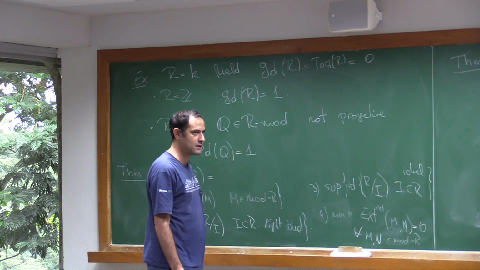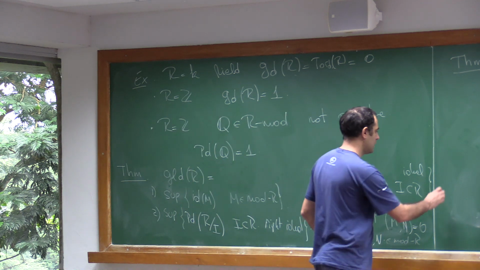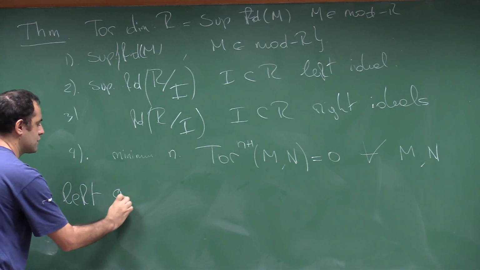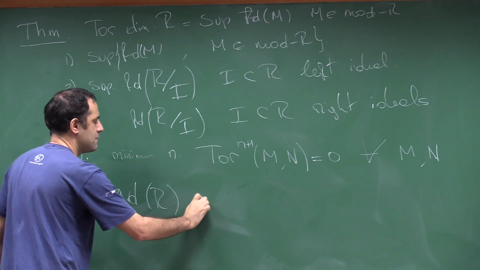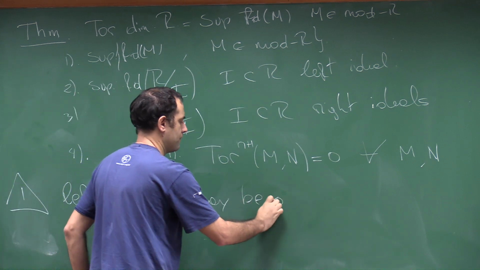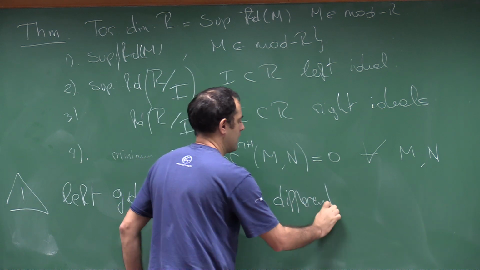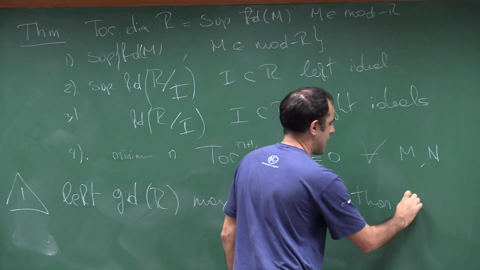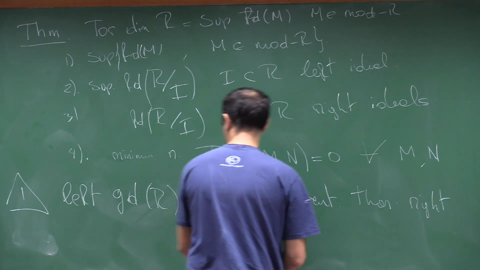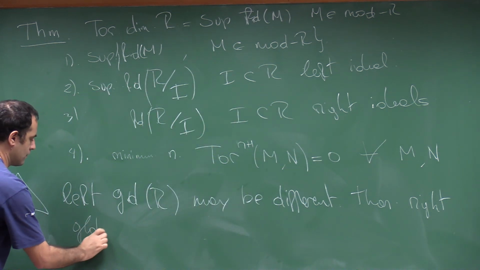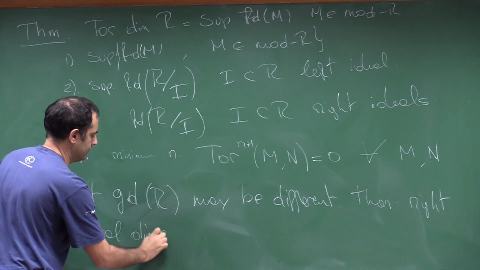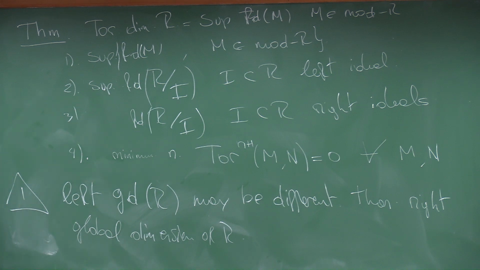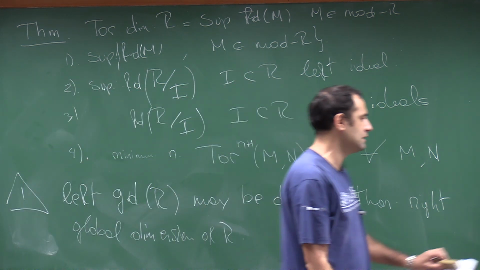And that's why the two global dimensions might be different. Left and right global dimensions of a ring might be different. So that's a warning. The left global dimension of a ring R may, sadly, be different than the right global dimension of a ring. Let's check that at least the ring needs to be infinitely generated for that to happen.